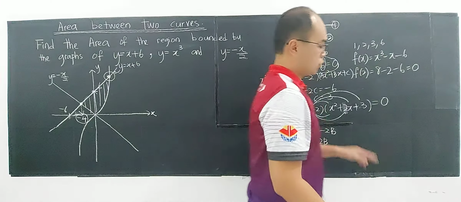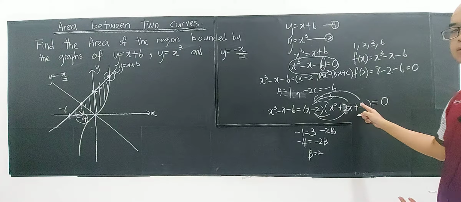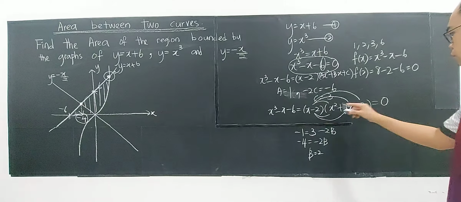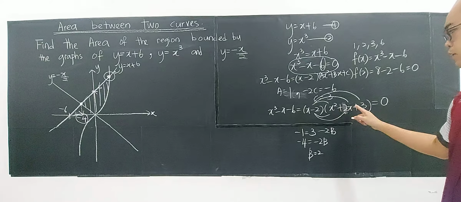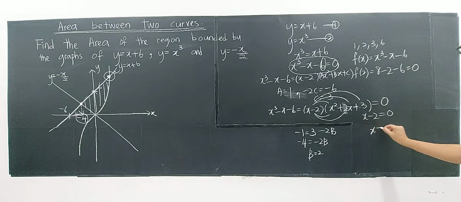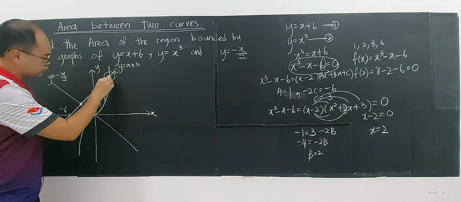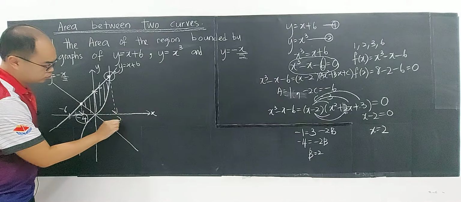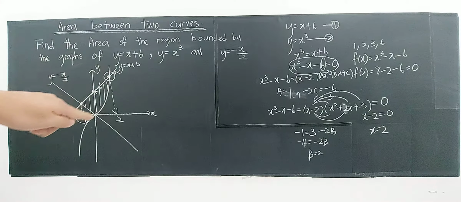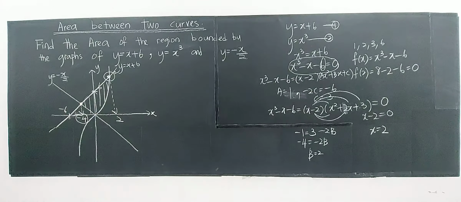It means that if you use a calculator or the discriminant, you will get b squared minus 4ac less than 0, which means there are no real roots coming from here. So this one will not be 0, and only x minus 2 will be equal to 0, which is x equals 2. So the intersection point between the graph y equals x cubed and this straight line is at x equals 2.